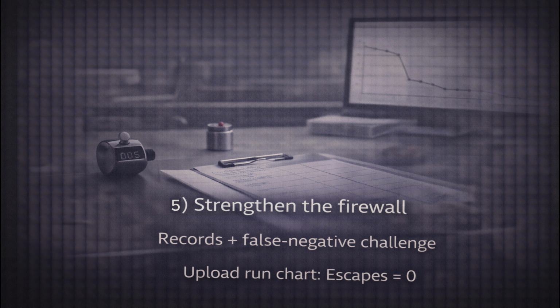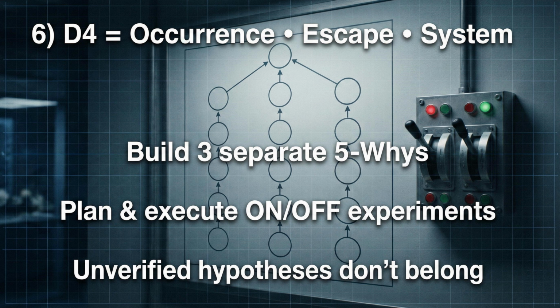5. Strengthen the firewall with records. Total inspected, defects found, who, where, plus a false negative challenge. Upload a run chart trending escapes equals 0. 6. In D4, work the 3 legs: occurrence, escape, and system. Build 3-legged 5 whys. Then, plan and execute on-off experiments. Unverified hypotheses do not belong in the report.